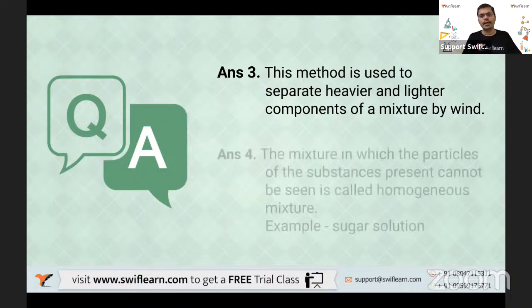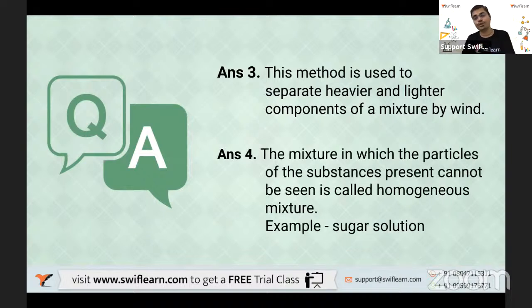Very good. And the last question was about the homogeneous mixture. The mixture in which the particles of the substances present cannot be seen with our naked eyes is called a homogeneous mixture. An example is sugar solution. Can you separate the sugar from water? Once you add the sugar into the water, you cannot separate it.